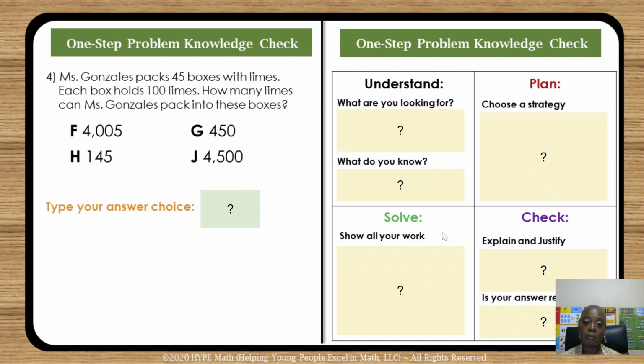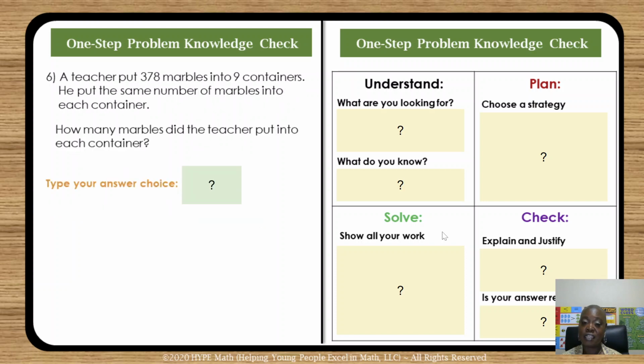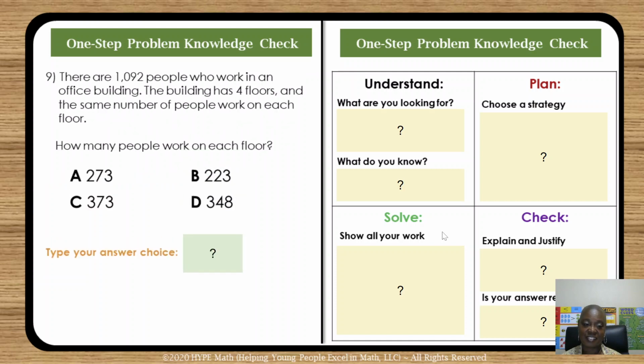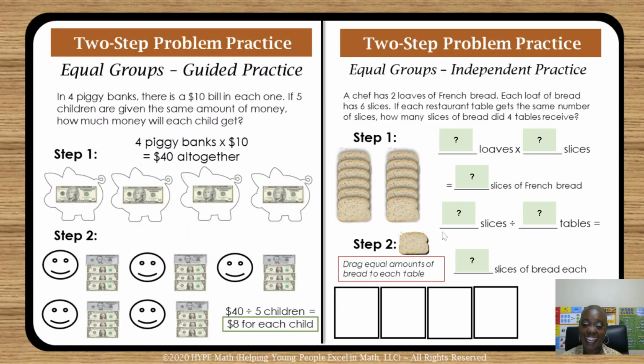Here are our one-step knowledge checks. And again, these are questions from the STAR release test questions. I did put a lot, just to make sure that students get good practice so that they can have a solid foundation. Now we're moving into our two-step problem solving. Here we have our guided practice on the left-hand side and our independent practice on the right-hand side.